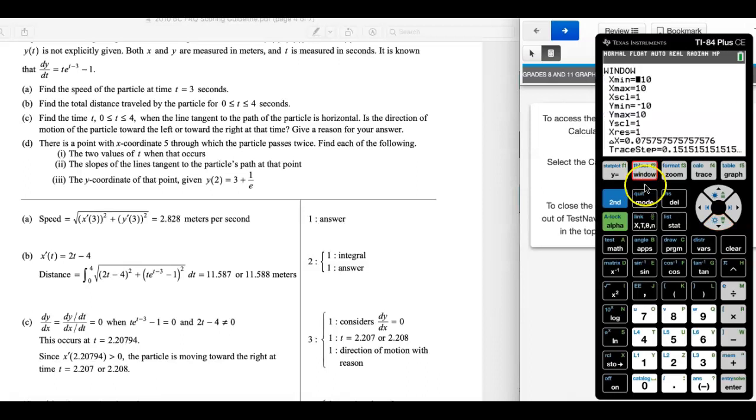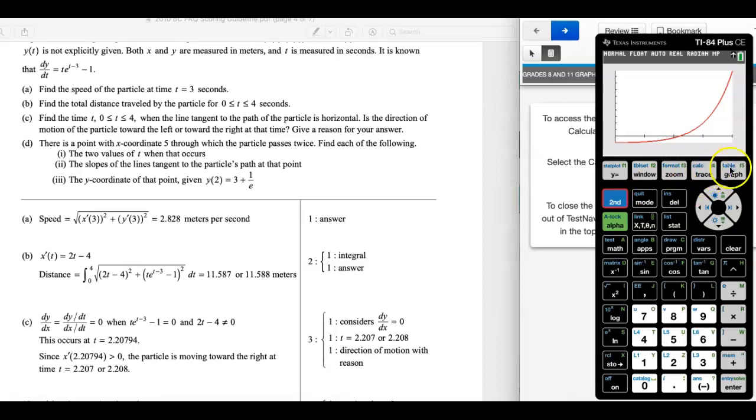Then I'm going to go to my window and go from 0 to 4, because it tells me that I'm analyzing the interval from 0 to 4. Last thing, I'm going to go to zoom, and all the way down here to 0, which is called a zoom fit. It tweaks my window to make the graph look as nice as possible. It does not work 100% of the time, but if you set your window for x, in this case 0 to 4, and then do a zoom fit, it often will fit the y values really nicely. We're clearly looking for the x-intercept here, the solution to that equation.